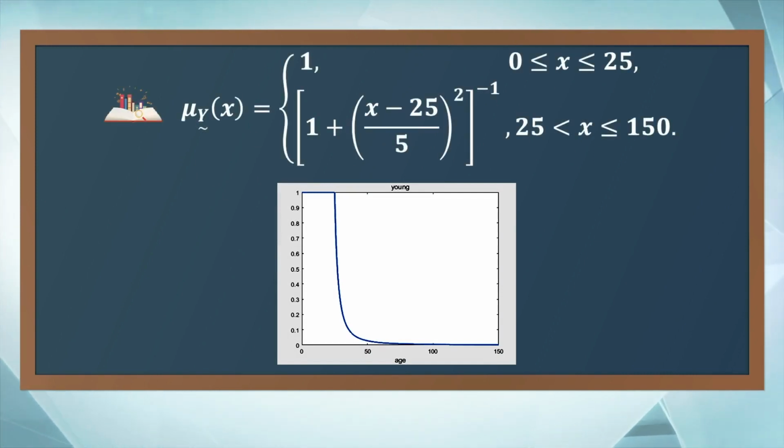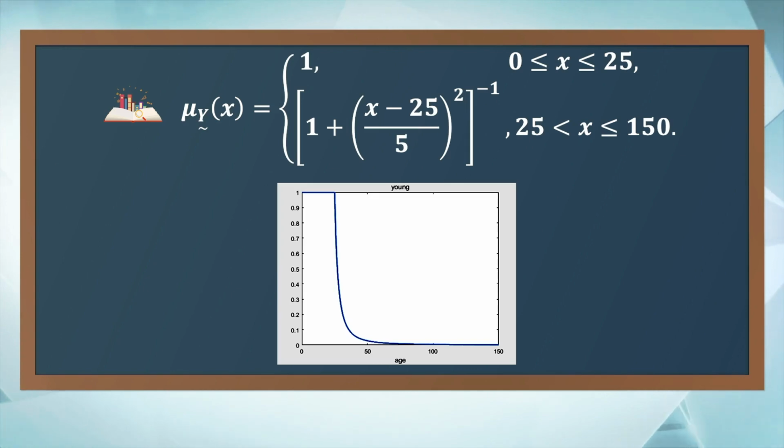Mu sub Y of X equals 1 if X is less than or equal to 25, and mu sub Y of X equals the reciprocal of the quantity 1 plus X minus 25 over 5 squared if X is greater than 25. If one's age is less than or equal to 25, then his or her degree of membership in the fuzzy set young is 1.